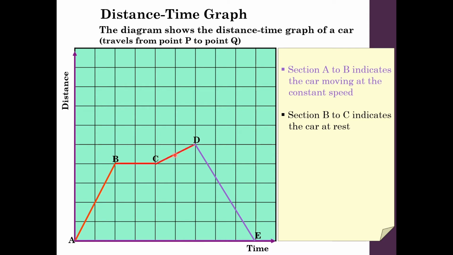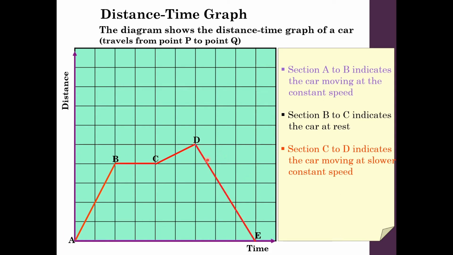And then from C to D, another positive gradient, which means the car is moving at constant speed, but a slower constant speed compared to AB, because the gradient in CD is lower than the gradient in AB. Gradient in AB is higher. Okay, kecerunannya lebih tinggi kan dalam AB ni berbanding CD. So therefore, the speed in CD is slower than AB.